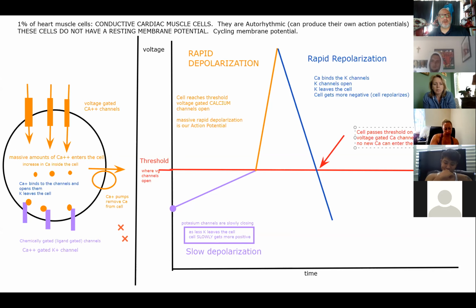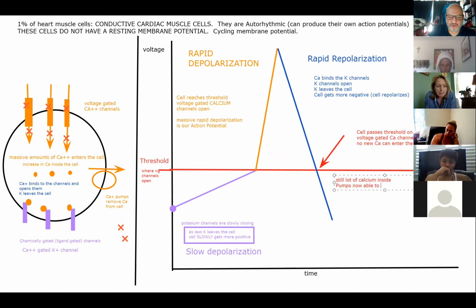So once those channels close, no new calcium can come inside. However, there's still a lot of calcium left inside. So do our potassium channels close right away? No, they slowly close. There's still a lot of calcium inside, but now our pumps are going to be able to move it out. So what happens is our pumps are now able to start removing the calcium inside the cell.